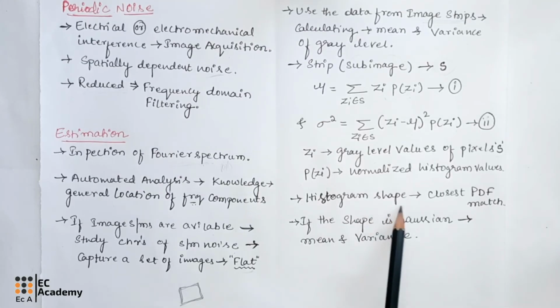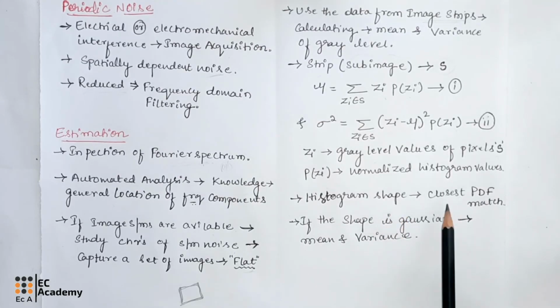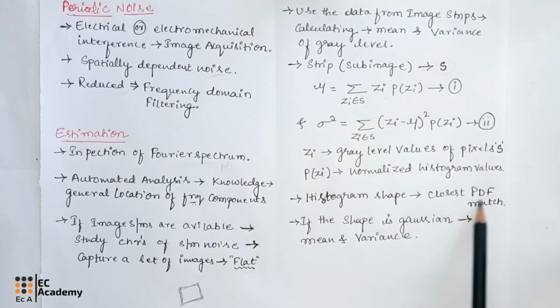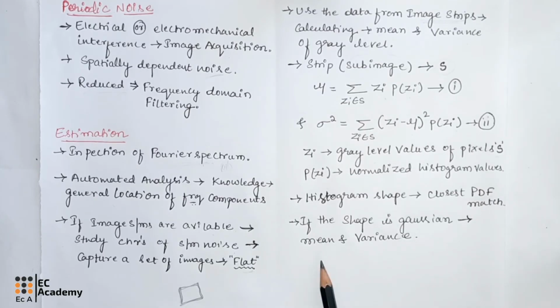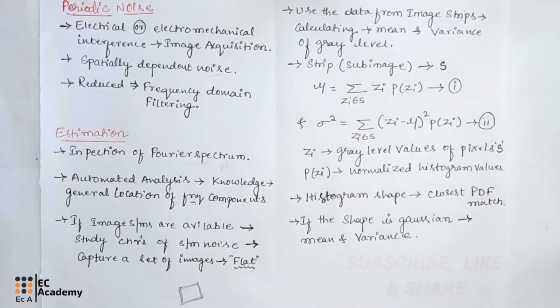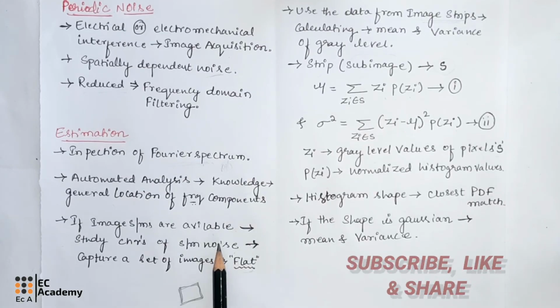Here the shape of the histogram identifies the closest probability density function match. Depending upon the shape of the histogram, we can identify it as Gaussian noise, Rayleigh noise, Erlang noise, uniform noise, and so on. For example, if the shape is Gaussian, we can use the mean and variance to estimate the noise parameters. This is about the introduction to periodic noise.